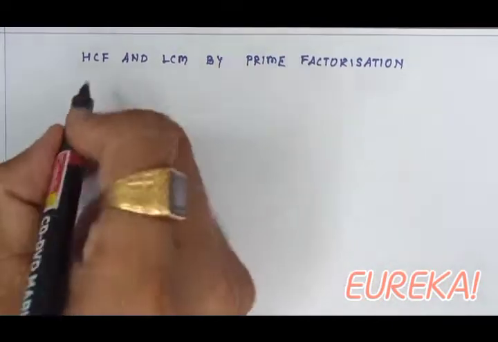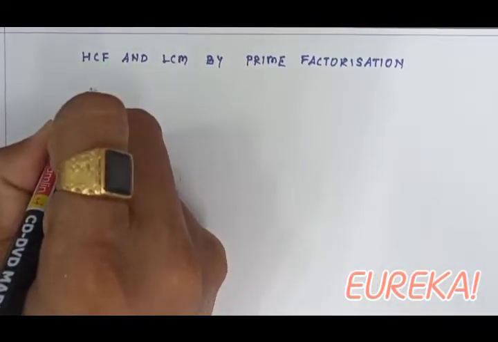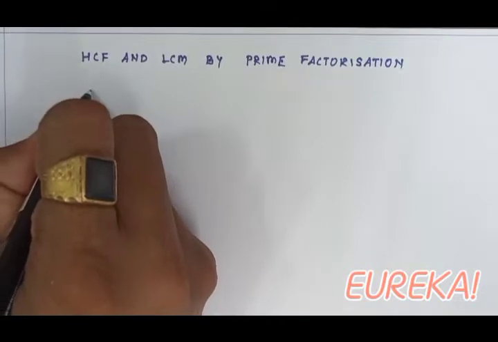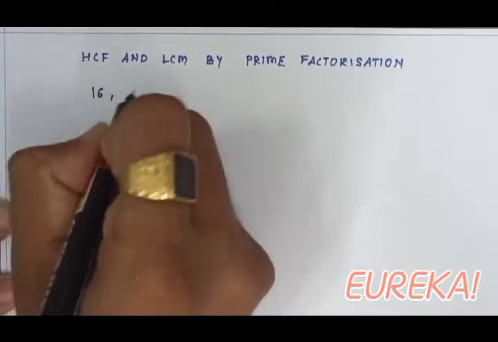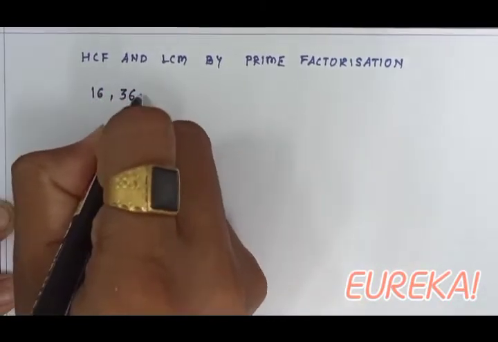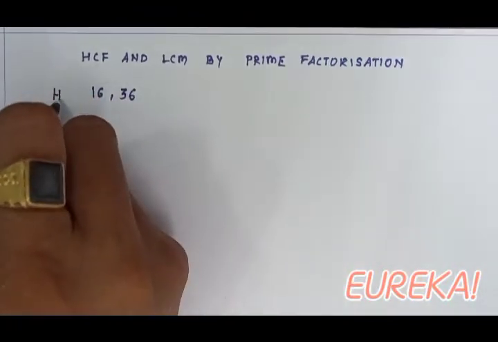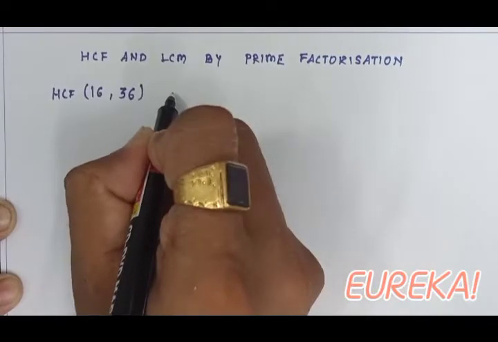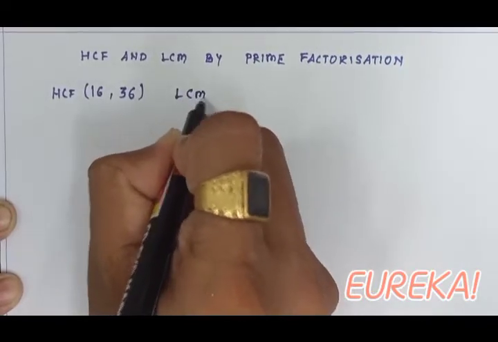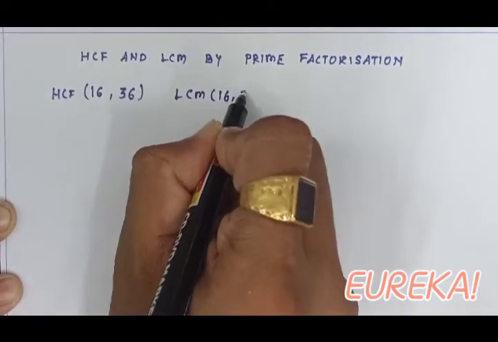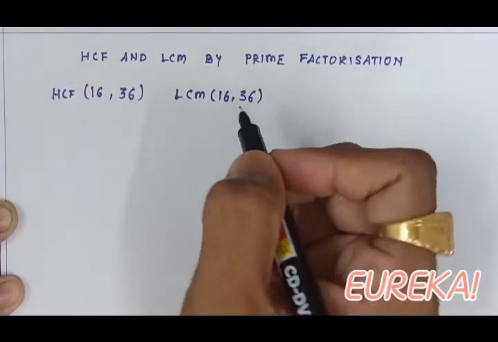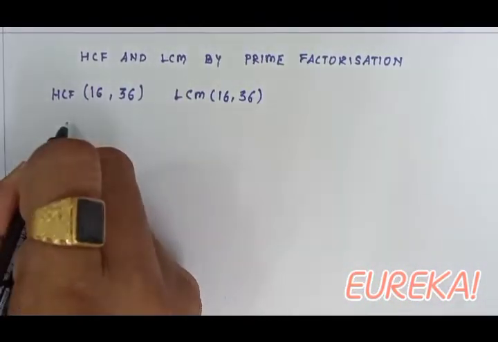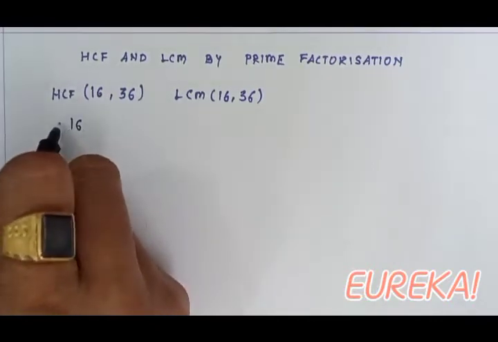So let's take one example to find the HCF and LCM of two numbers. Suppose we have two numbers, 16 and 36. So we have to find the HCF of 16 and 36 and the LCM of 16 and 36. For that, first we'll have to do the prime factorization. We know how to do this.